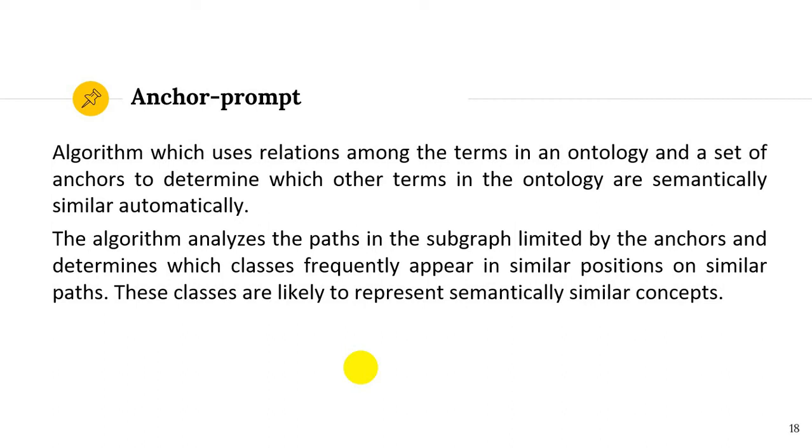So this algorithm treats an ontology as a graph with classes as nodes and slots as links. Then it analyzes the paths in the subgraph limited by the anchors and determines which classes frequently appear in similar positions on similar paths. These classes are likely to represent semantically similar concepts.